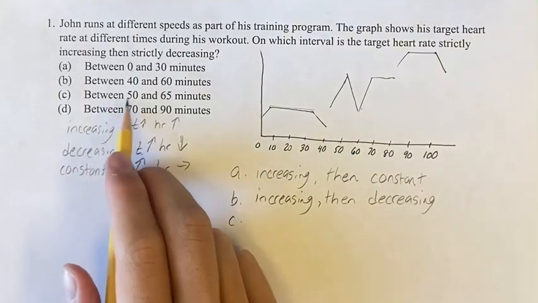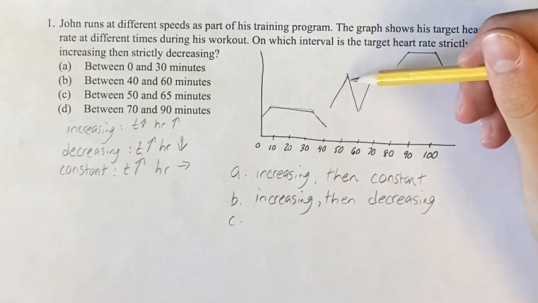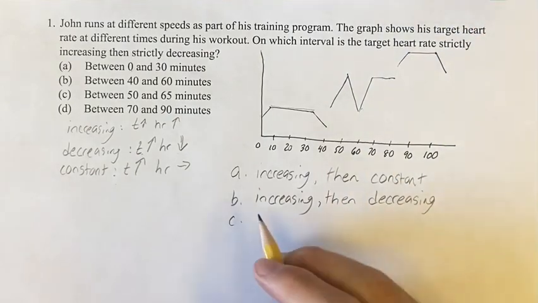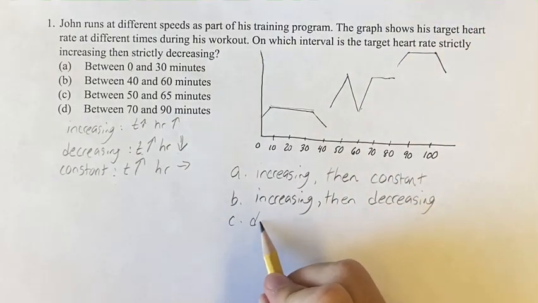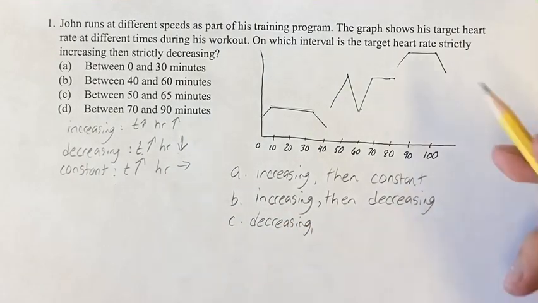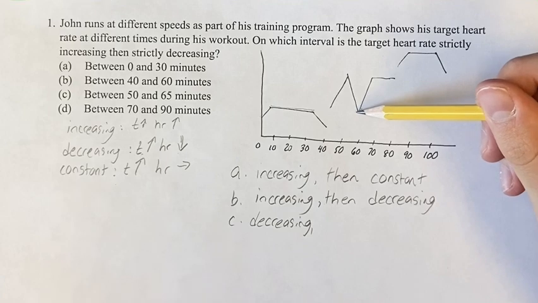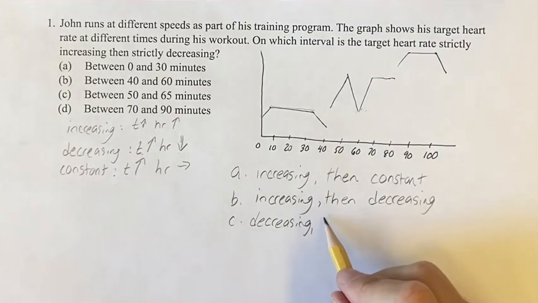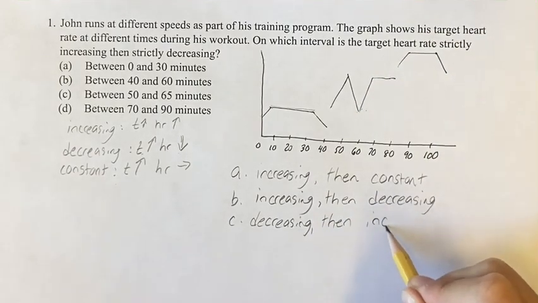For C, between 50 and 65, from 50 to 60, we found right here, it was decreasing. Then from 60 to 65, as time increases, the heart rate increases, so then it is increasing.